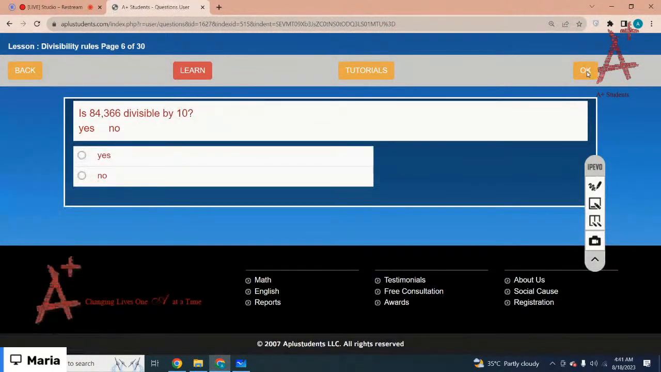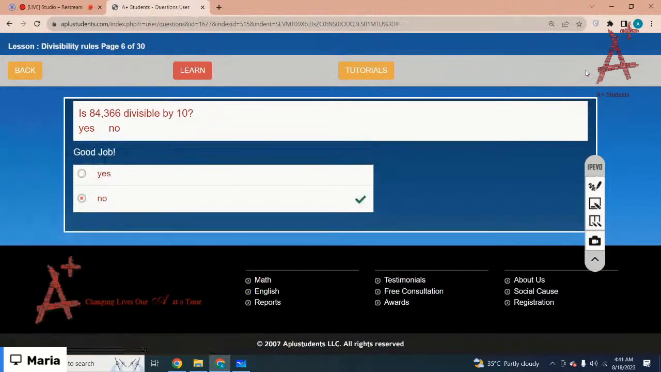Is 84,366 divisible by 10? The correct option is no. The divisibility rule for 10 is that the number must have a 0 at the ones place, right? So the correct option is no. The number must have a 0 at the ones place.